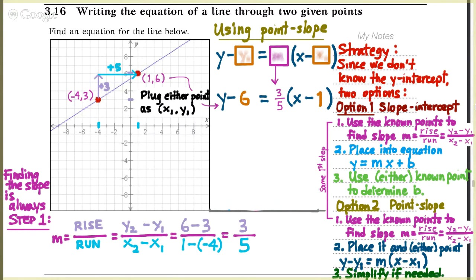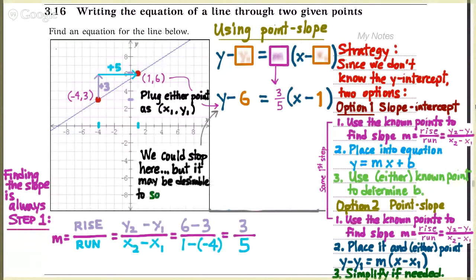But just as an exercise, and just to make sure, if your question happens to ask you for an equation in slope-intercept format, for example, or if your professor expects it, then what we can do with this equation is solve it for y. So this is an optional step. We could stop here, but instead, let's just solve it for y, just to make sure that this method gave us the same answer, describes the same line as the method we used in option 1.